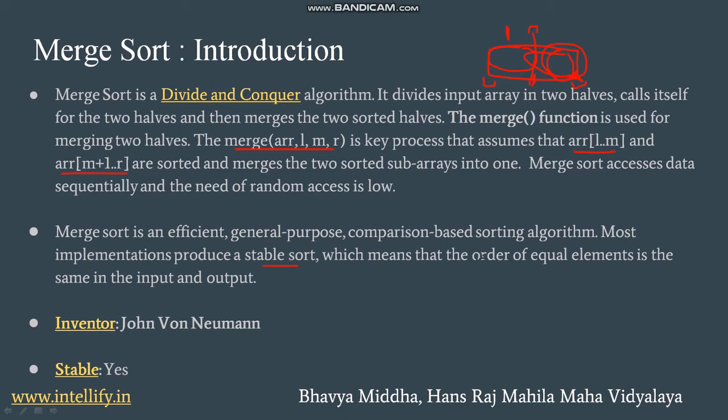The inventor of this merge sort technique is John von Neumann, and as already studied here, this particular sorting technique is stable. This algorithm is a stable one.